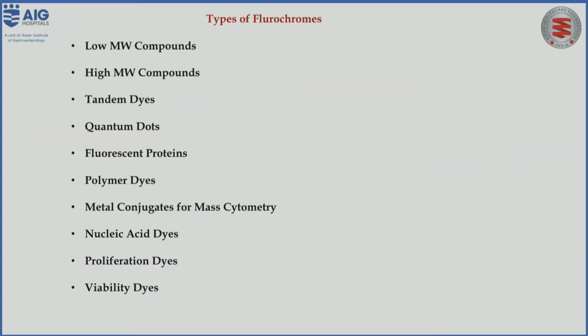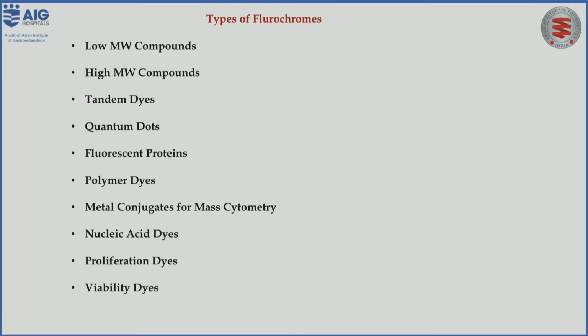So we have different types of fluorochromes available. Actually, low molecular weight compounds like fluorescein, rhodamine, or coumarin, which are low molecular weight. And also high molecular weight compounds like phycoerythrin and phycocyanin. These high molecular weight compounds are isolated from bacteria and other algal sources.